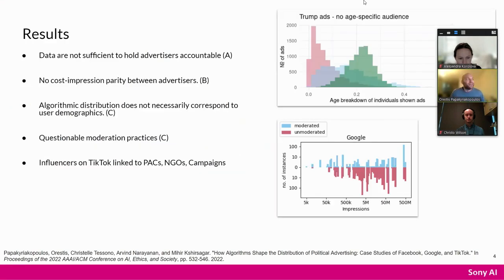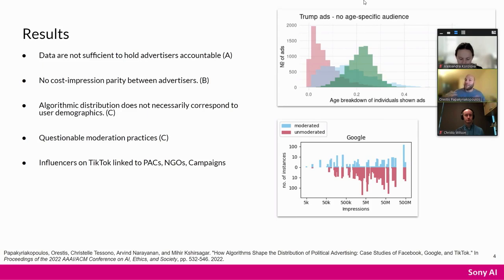And unfortunately, we found that the data are generally not sufficient to hold advertisers accountable. That is because the ad libraries mask or aggregate data to a large extent or hide information. Therefore, someone cannot be sure what campaign tactics were applied, who was targeted, in which way, etc. We also found that there was no cost impression parity between advertisers, which would have been a requirement if the broadcasting laws applied to platforms, because as we saw in the previous presentation, ad targeting is algorithmically driven and a lot of factors come in.